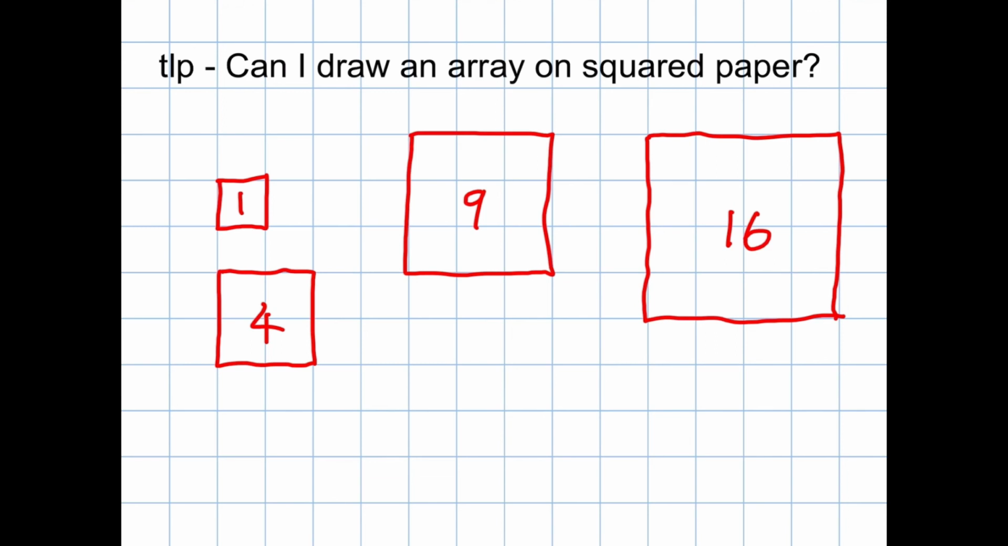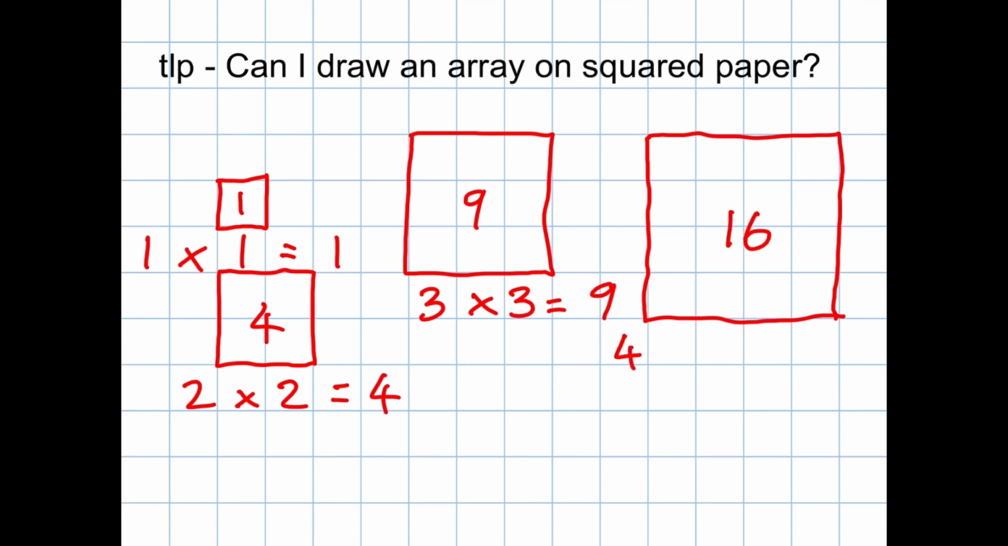Remember to write down the number sentences with it. So this one is 3 times 3 equals 9. And that one was 2 times 2 equals 4. This one was 1 times 1 equals 1. And this big one over here was 4 times 4 equals 16. So what would the next one be? What would the one after that be? And the one after that?